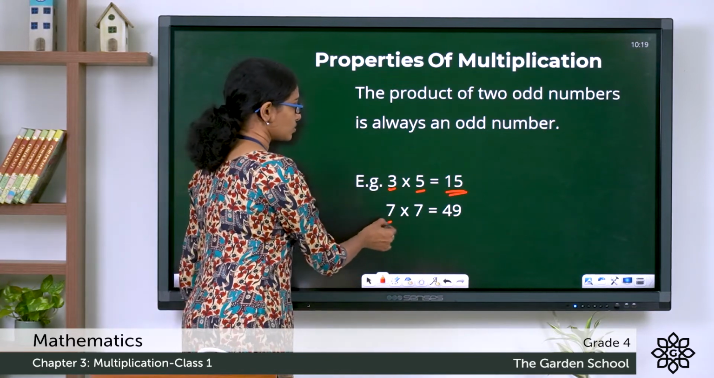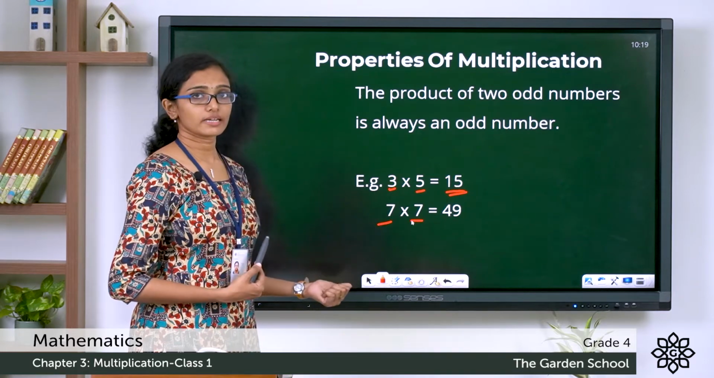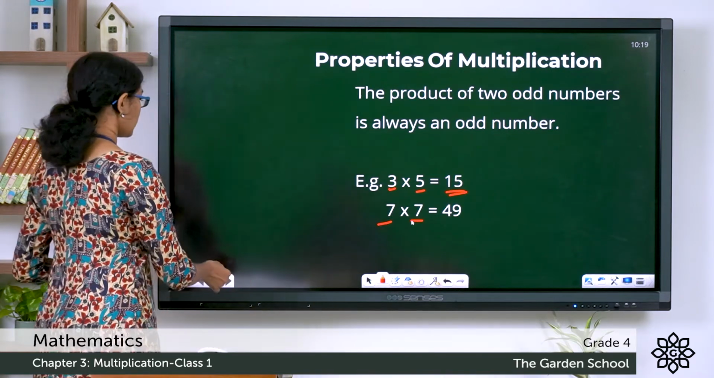In this example also, 7 is an odd number. So, 7 times 7 equals 49, which is also an odd number.